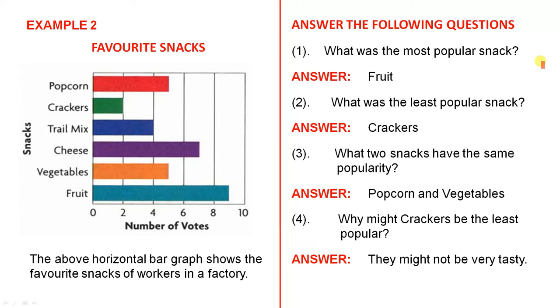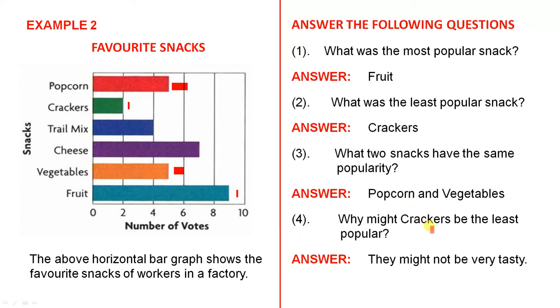What was the most popular snack? Fruit. Of course, that's the longest bar. What was the least popular snack? Crackers. Of course, that's the shortest. What 2 snacks have the same popularity? Well, which ones have the bars which are the same lengths? That one and that one. Okay, which are popcorn and vegetables.